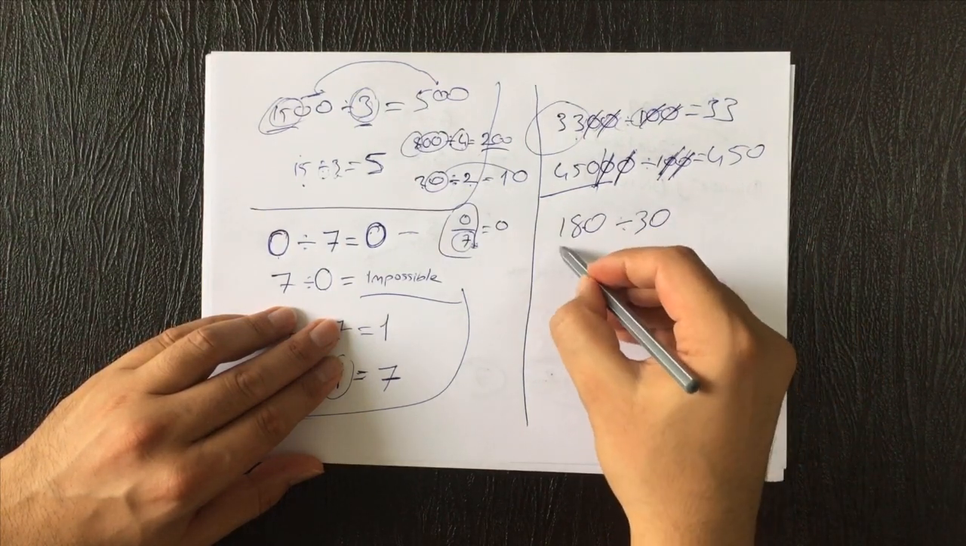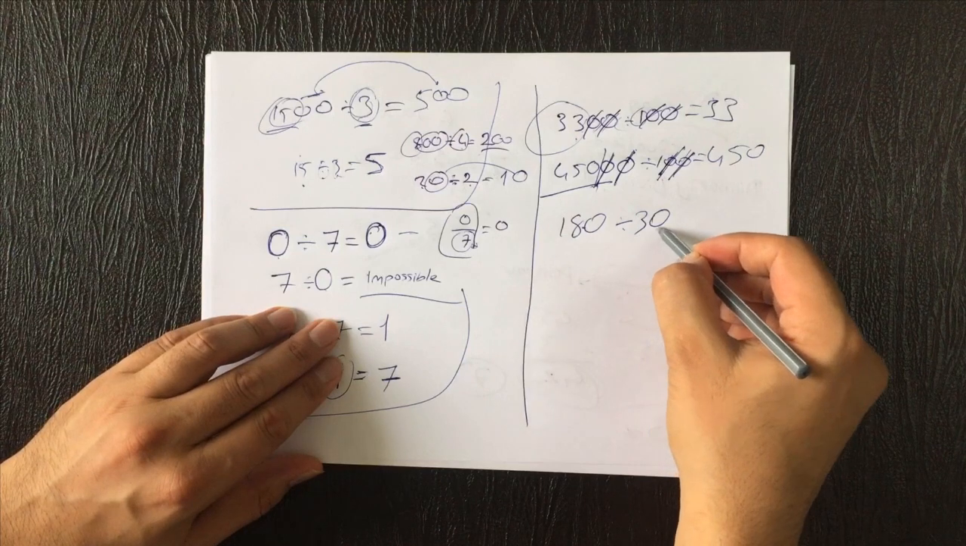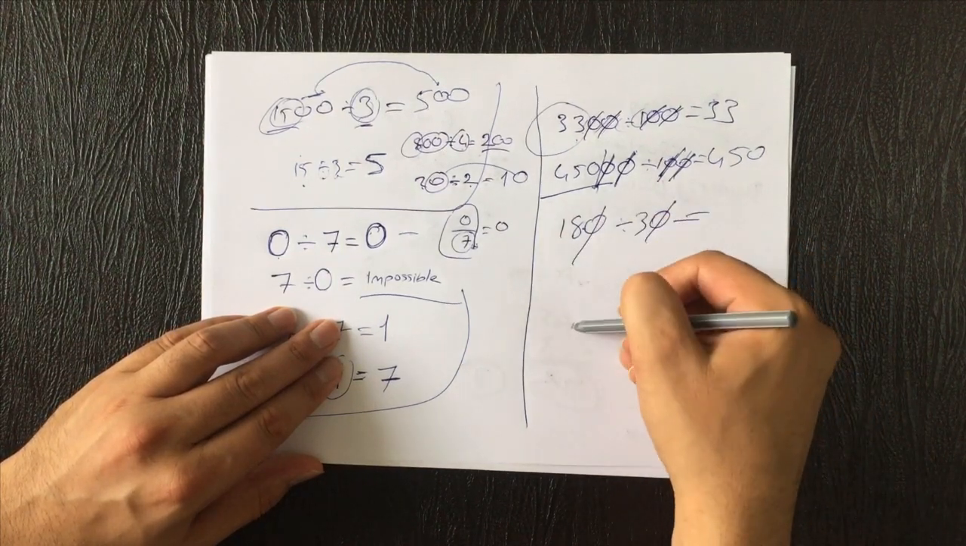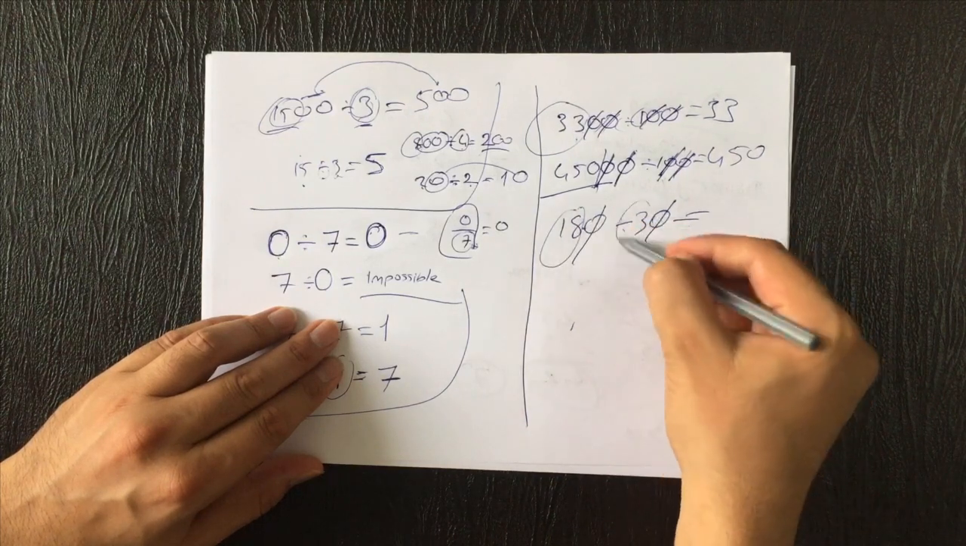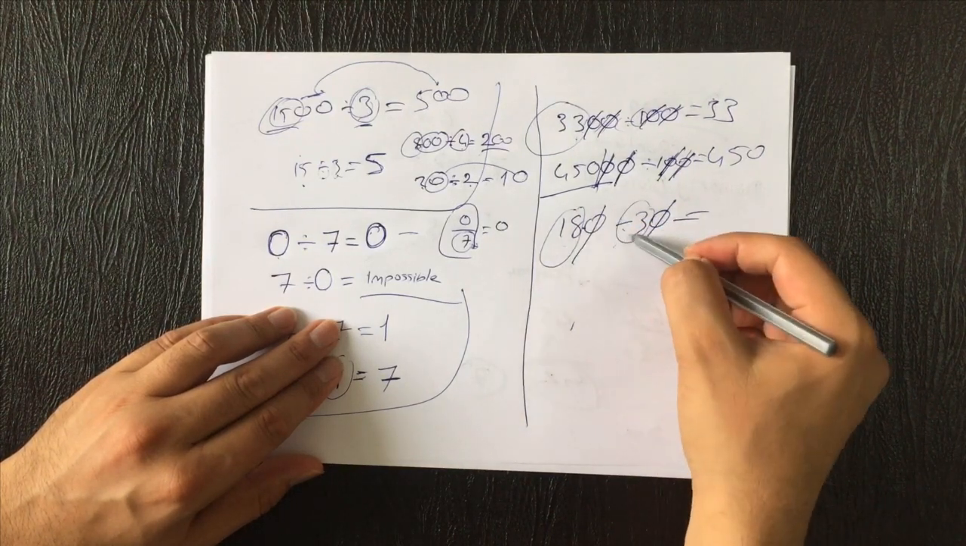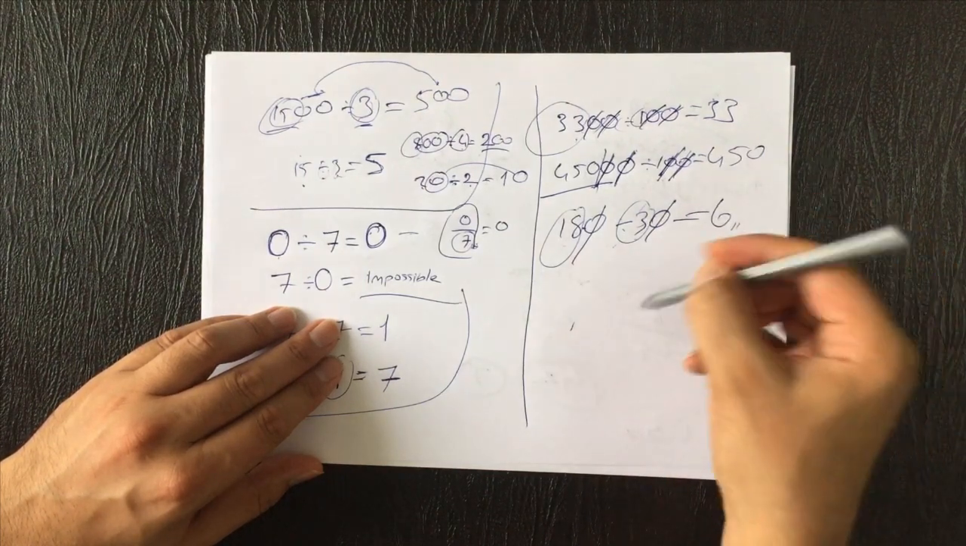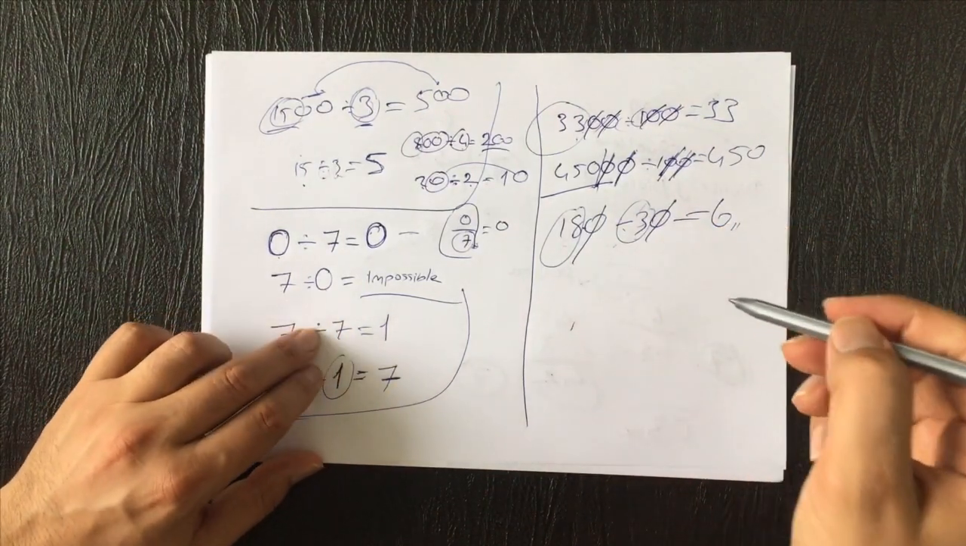So for example, this: 180 divided by 30. How can I do it? This 0 cancels this 0. So you can make your division normally. 18 divided by 3, it is 6. Look, it finished like that.